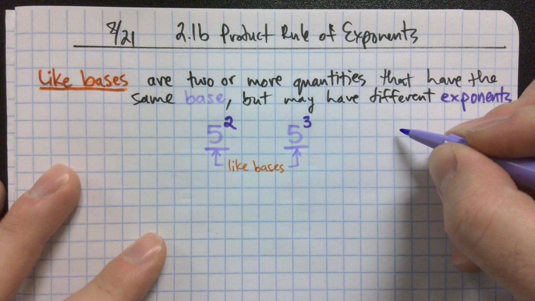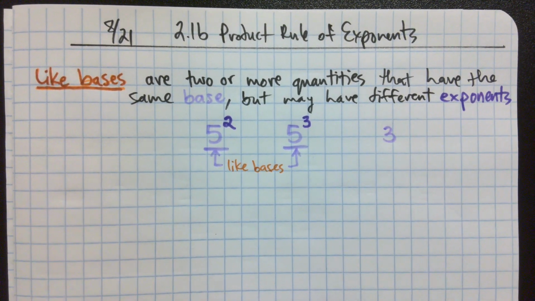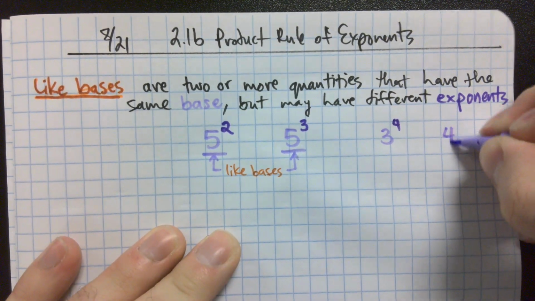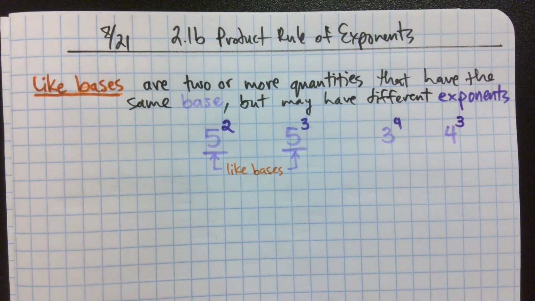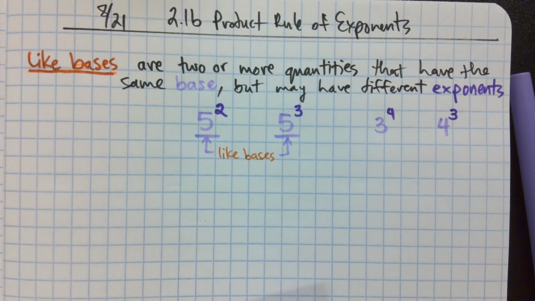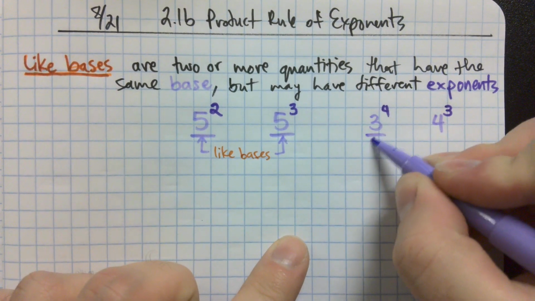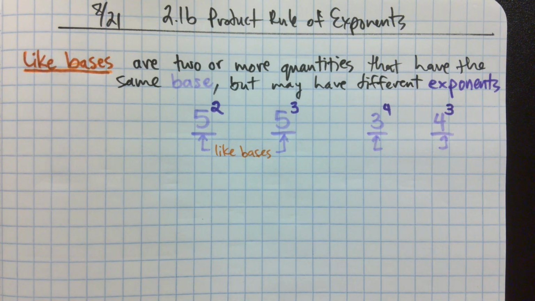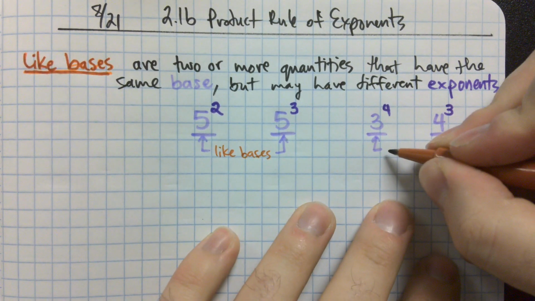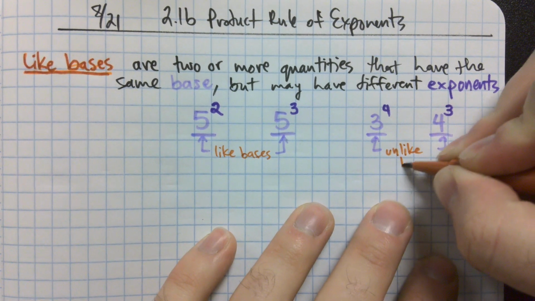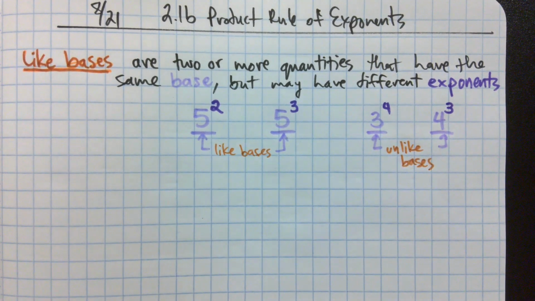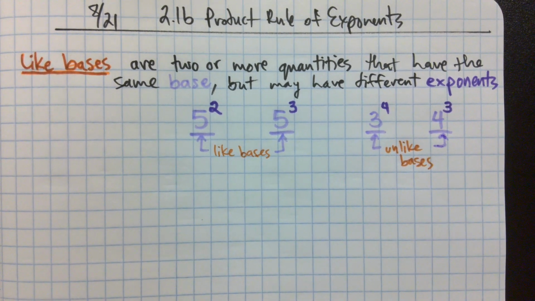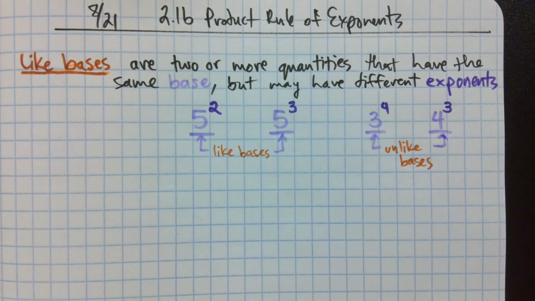If we have something like 3 to the 4th power and 4 to the 3rd power, do we have like bases here? No, we don't. These are called, anyone want to take a guess? Not like bases. Close, not like bases. Unlike bases. Very close. Unlike bases. When we have unlike bases, we can't do anything with that. So you'll likely not see unlike bases.